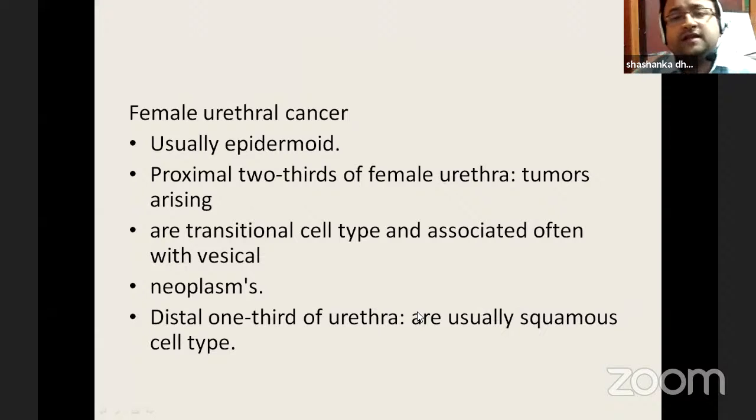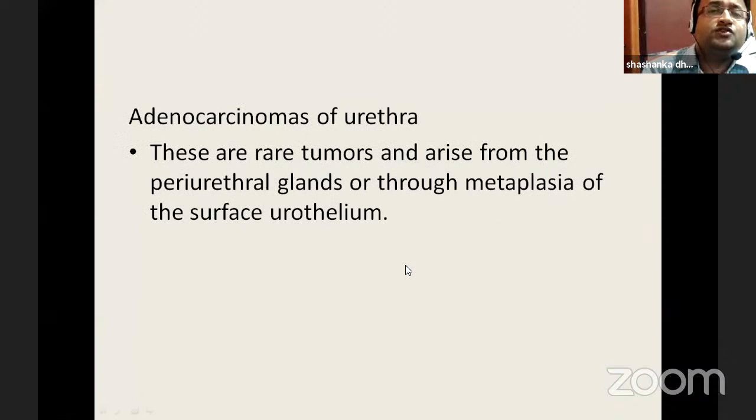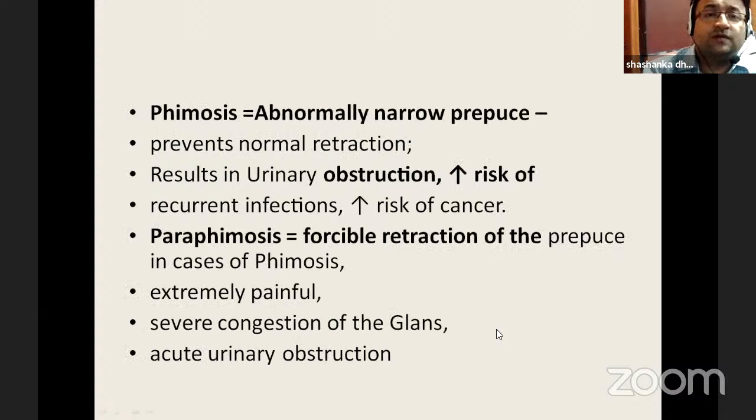Female urethral cancer is usually epidermoid cancer. In the proximal two-thirds, the tumors are transitional cell type and often associated with bladder tumors. In the distal one-third, they're usually squamous cell type. Adenocarcinoma of the urethra, very rare tumors, arise from the periurethral glands or through the metaplasia of surface urothelium.